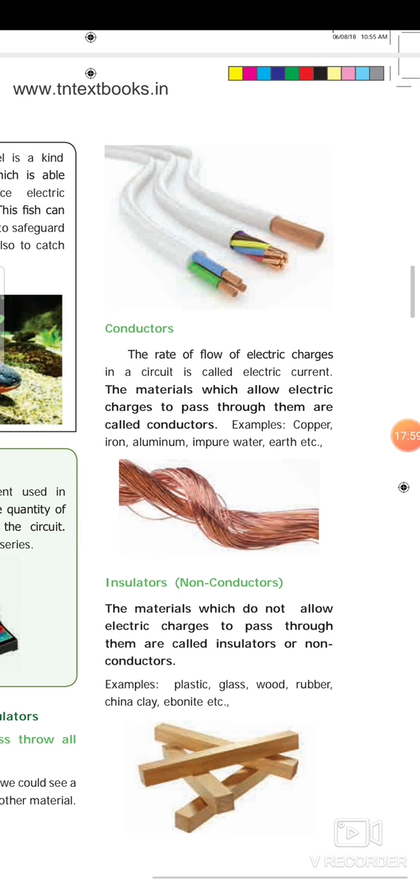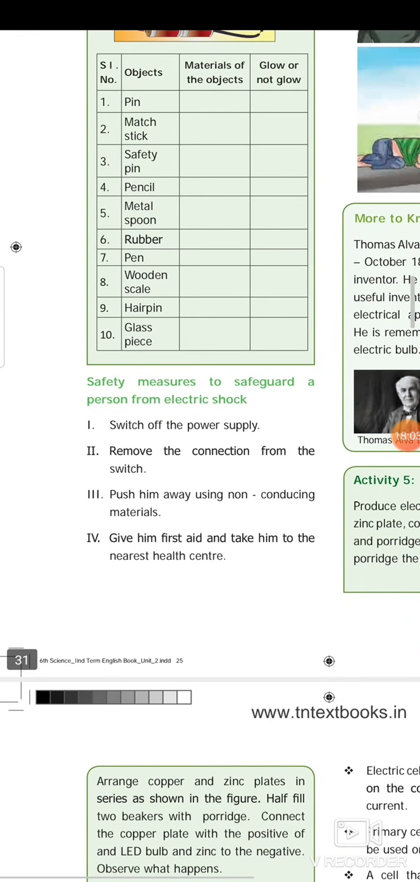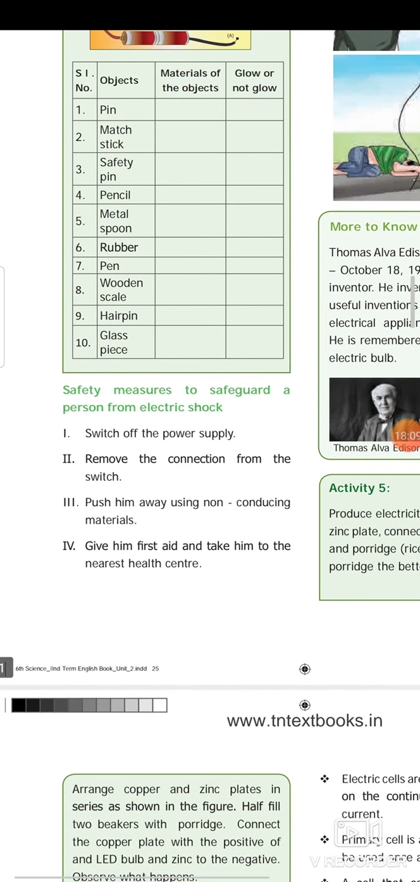Okay. So we should be very careful while we use electric gadgets. Safety measures to safeguard a person from electric shock. How can we safeguard a person from electric shock? Switch off the power supply. First you should not hurry up and touch that particular person. If you touch, the current will pass through your body also. So you should not touch. First you disconnect the power supply. Switch off the power supply.